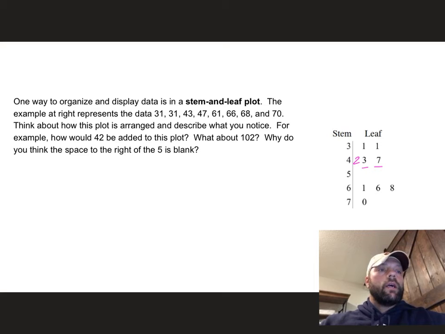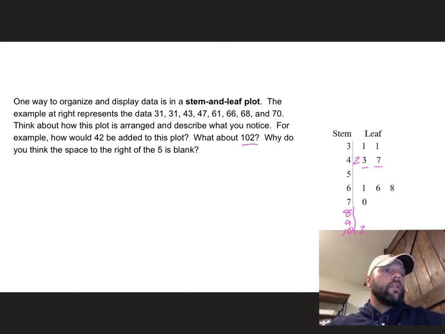And then if you look there, what about 102? If I wanted to put 102 there, I would have to continue on with 8, 9, and 10 in order to get to there. Then if I had my 10, I'd continue my line down, and 2 would go right there.